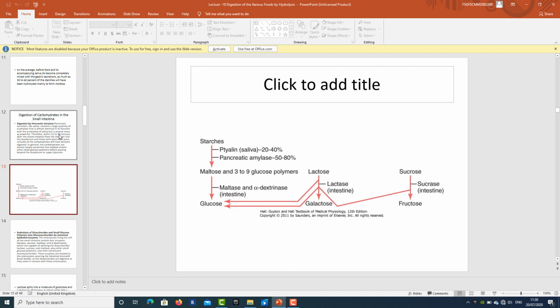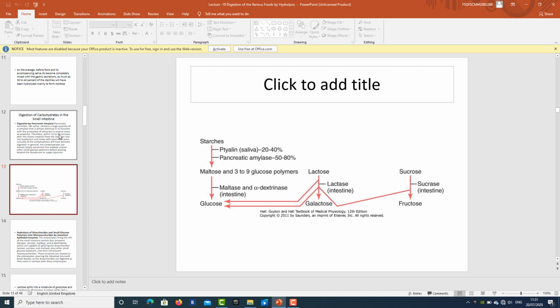So see, the starches are digested in the mouth by alpha amylase and then by pancreatic amylase. Then maltose and the 3 to 9 glucose polymers are converted to glucose by maltase and alpha dextrinase.